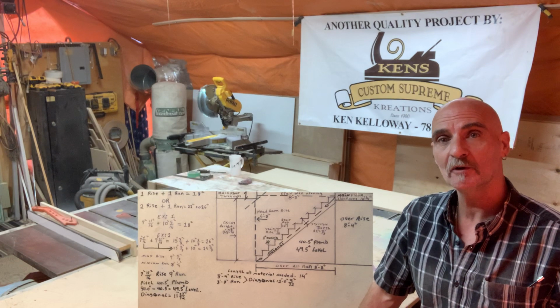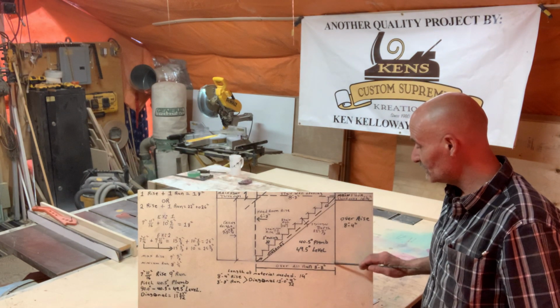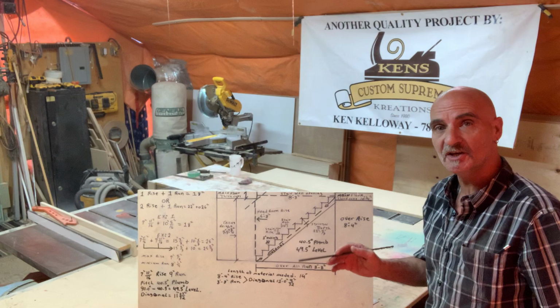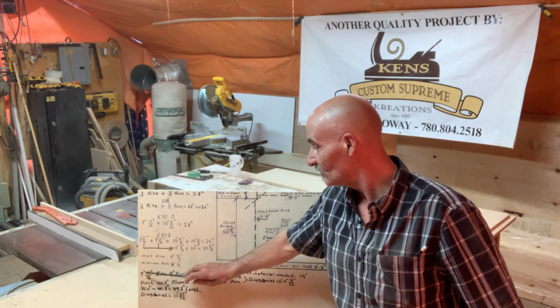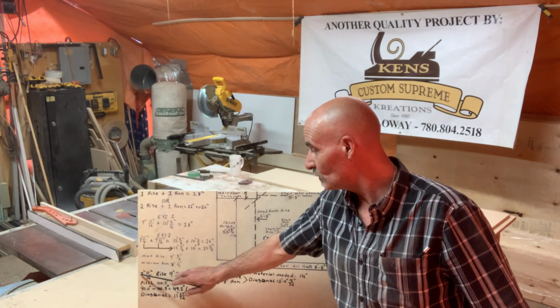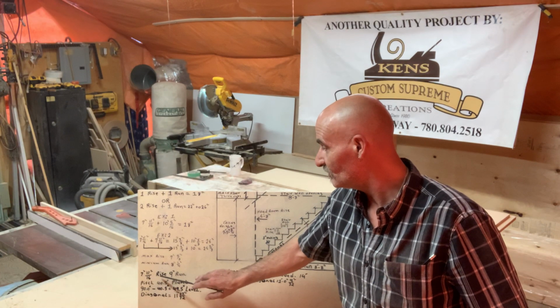So now I'm figuring out, okay, 100 inches divided by 13 gave me 7 11/16. So my rise is going to be 7 11/16.